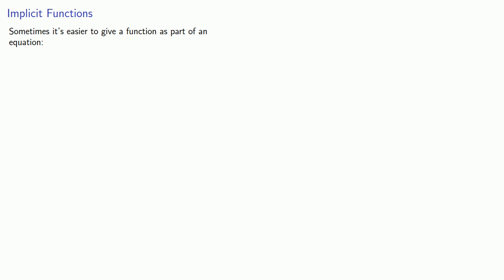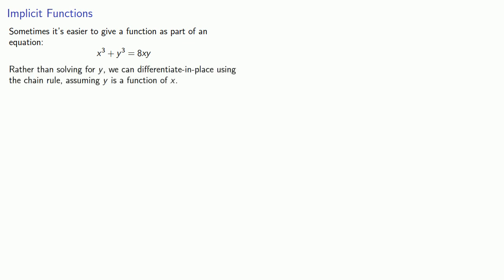Now, in some cases, if we have this equation that relates x and y, we might be able to solve for y. But this is not one of those cases where we can easily solve for y, and fortunately, we don't have to. Rather than solving for y, we can differentiate in place using the chain rule, assuming that y is a function of x.